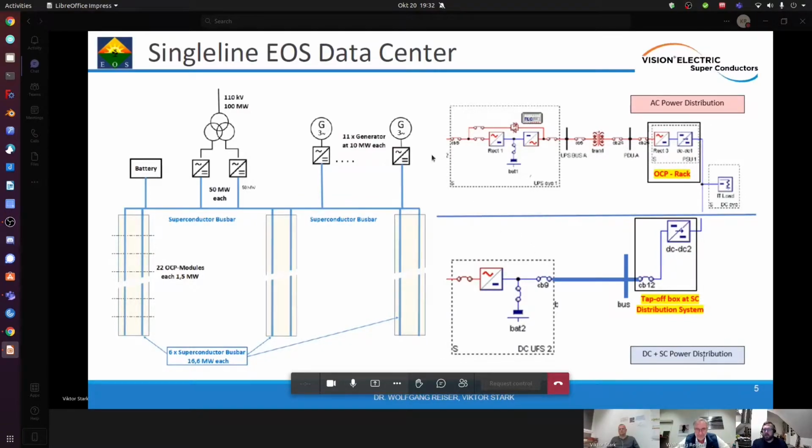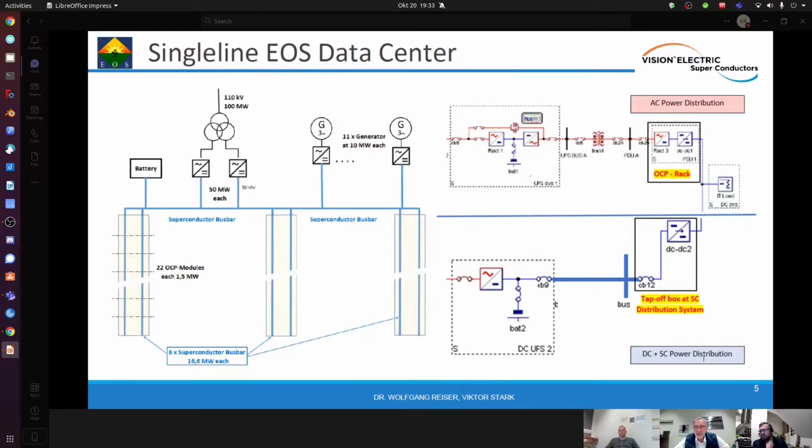Perfect, thank you. Let's go to the right picture and have a quick comparison between the different systems shown here. I think you can already see that the lower picture, which represents the superconductor busbar system, is a lot simpler. Walk us through the different components, please. Yeah, you see it directly. There are more components in the AC power distribution than in the DC and superconducting power distribution.